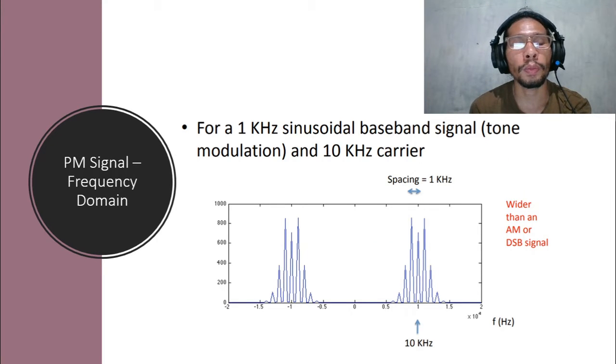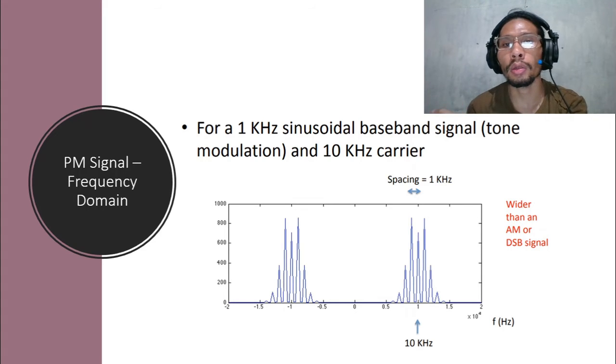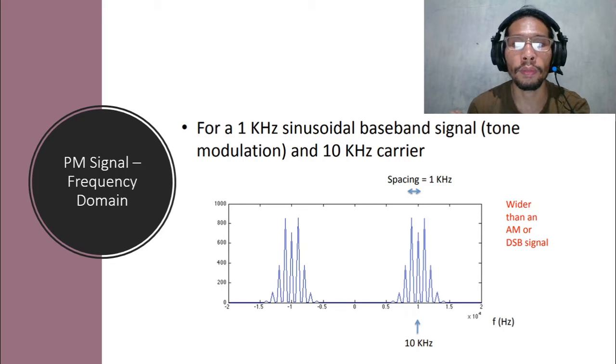So for the PM signal in the frequency domain, the same sample as we use in FM: a 1 kHz sinusoidal baseband signal or tone modulation and a 10 kHz carrier. FM and PM have the same spectrum, wider than the AM or DSB signal, with a spacing of 10 kHz.